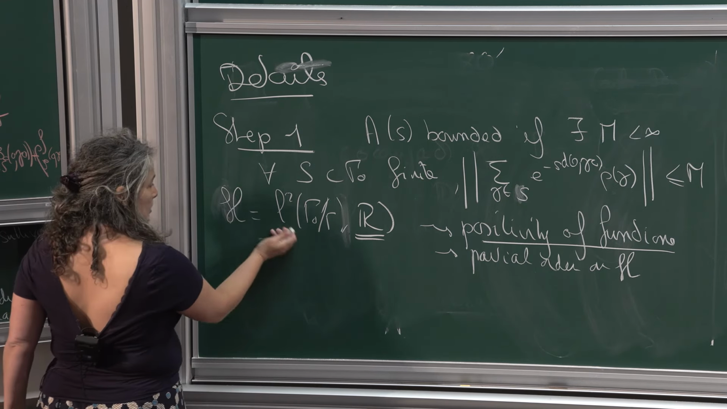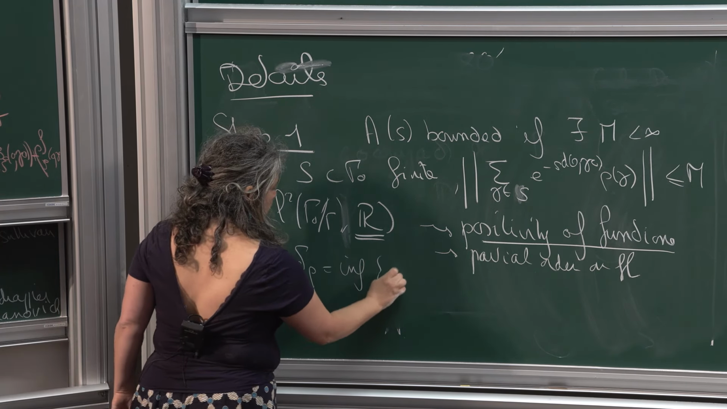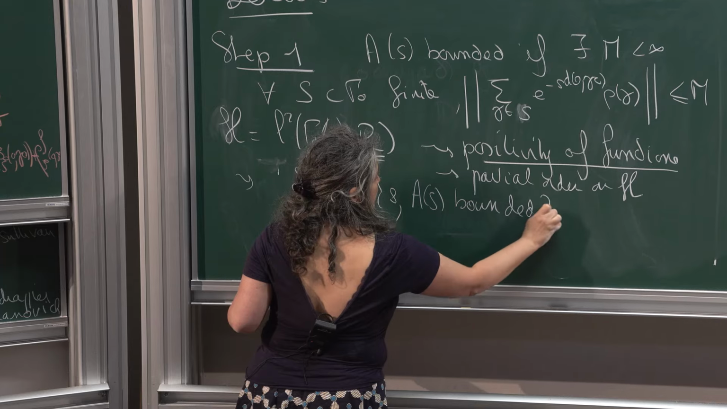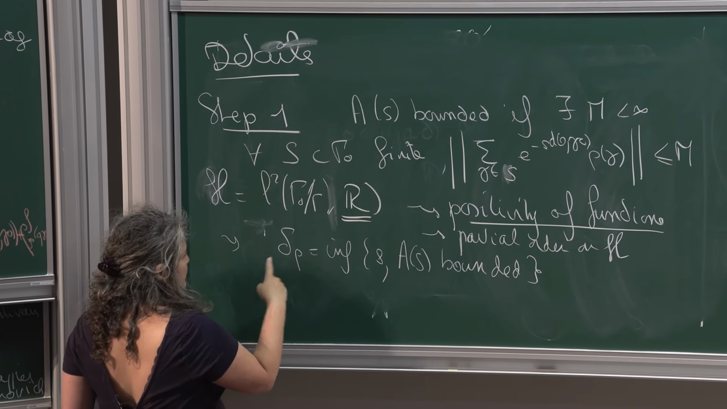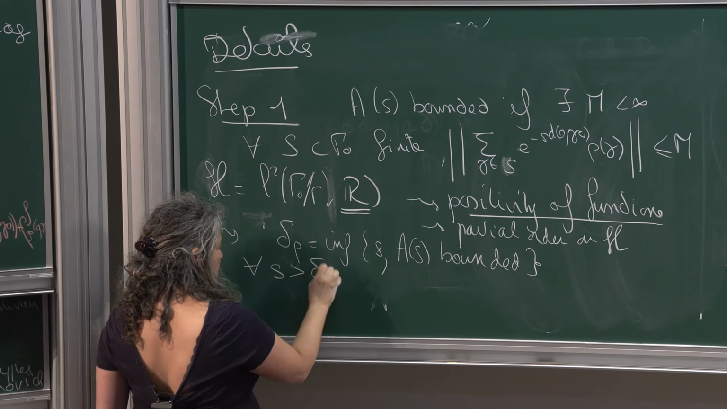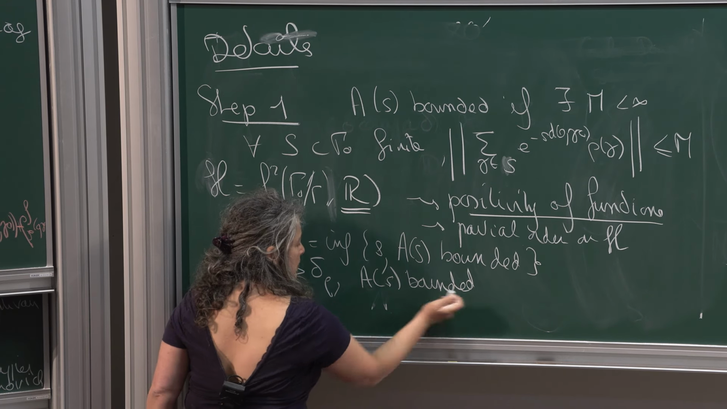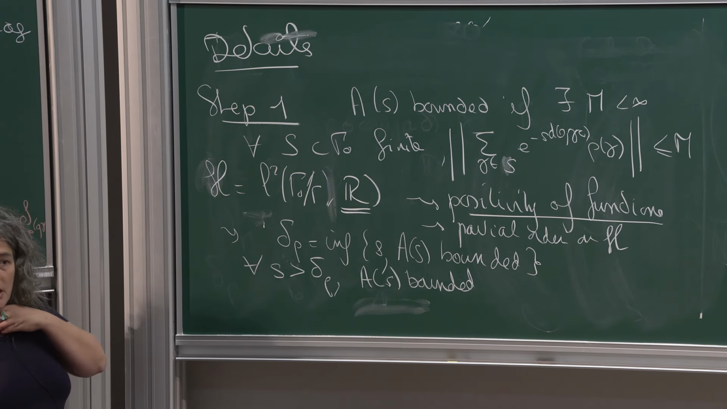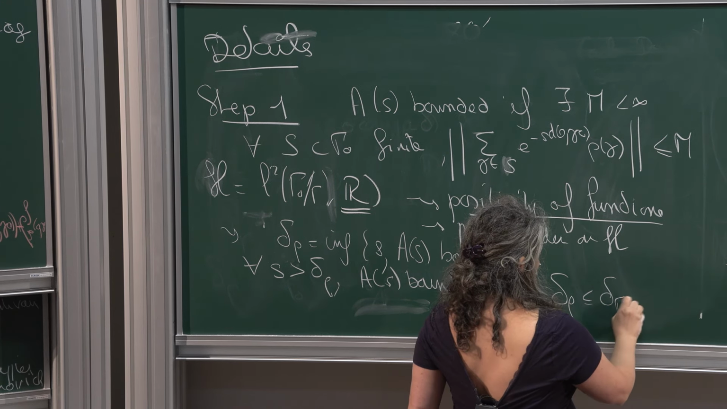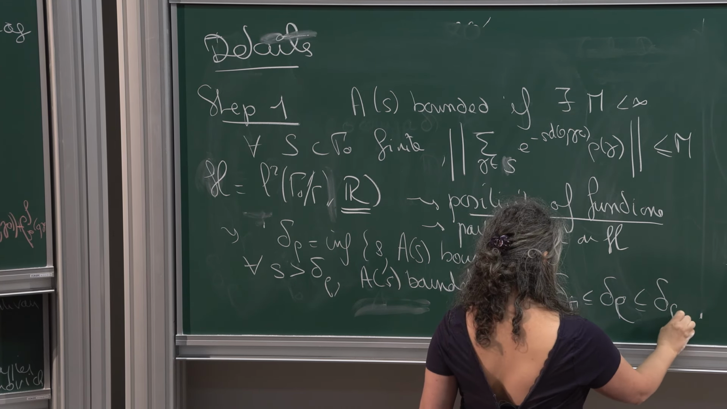And this allows to define delta rho, which is the infimum of the S such that A of S is bounded. This is always defined, but what is important is that for all S strictly larger than delta rho, A of S is bounded. That's why you need the order. Also, you can do the exercise, and it's really an exercise. You can check that you have this inequality: delta gamma is smaller than delta rho, smaller than delta gamma 0.